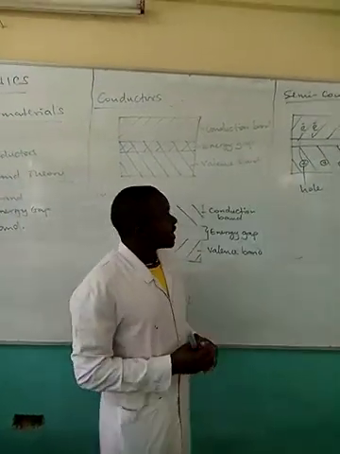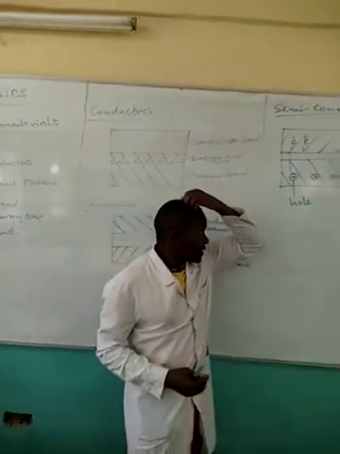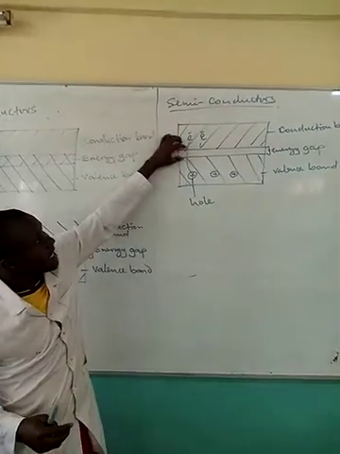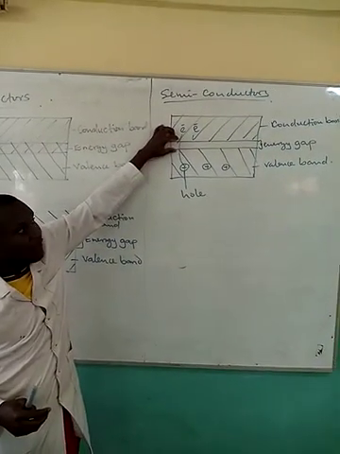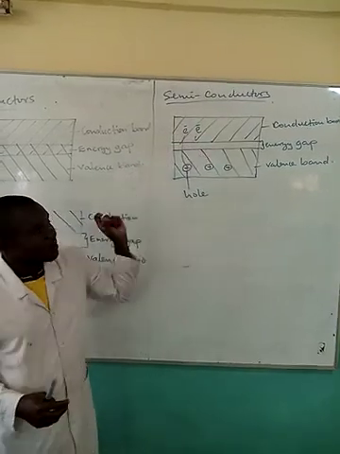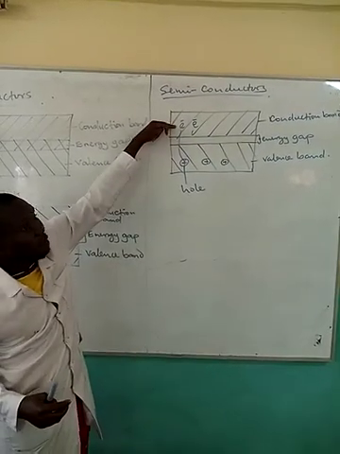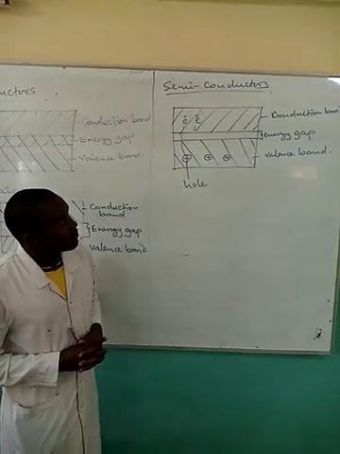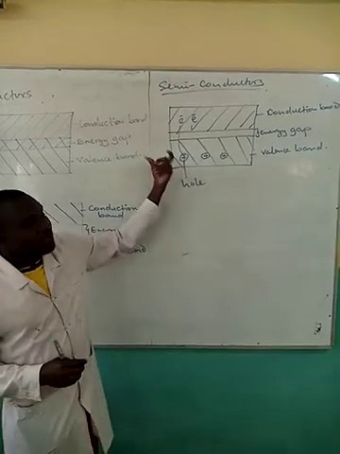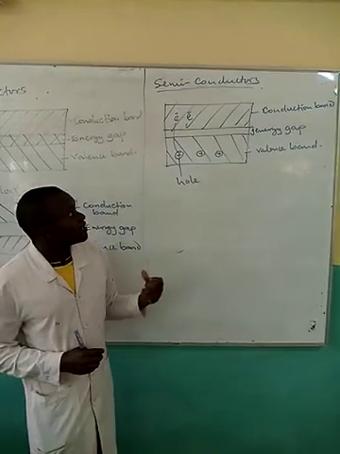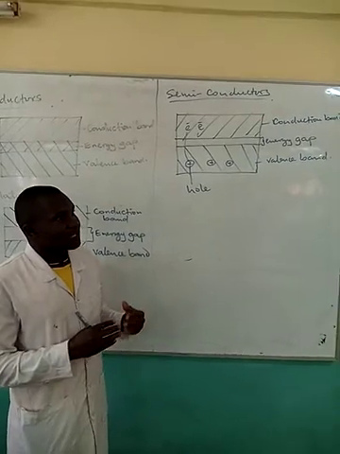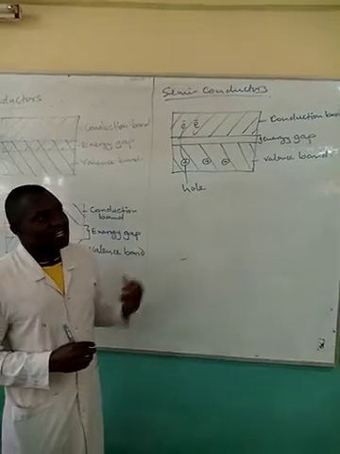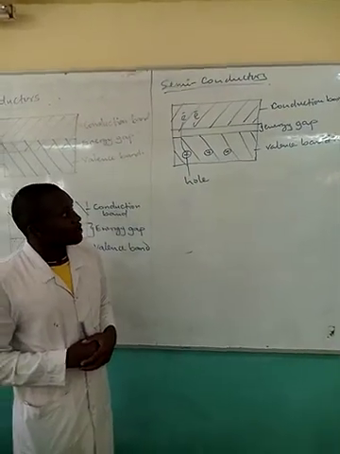Finally, we have semiconductors. What distinguishes a semiconductor from the other two is that it has a narrow energy gap. The gap between the conduction band and the valence band is narrow, meaning electrons can flow from the valence band to the conduction band. For that flow, electrons will need energy, and we'll see that for semiconductors at 0 Kelvin, they are insulators because the electrons do not have energy to flow across the energy gap, or the forbidden gap.